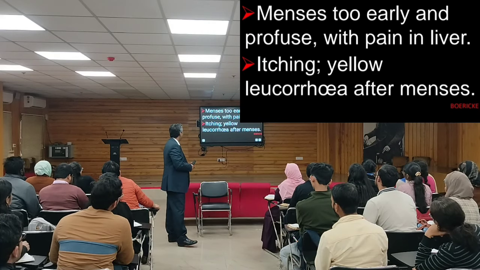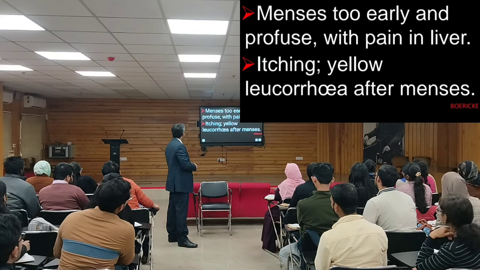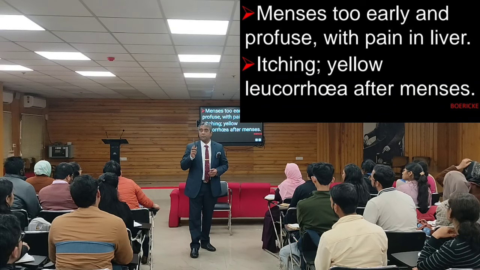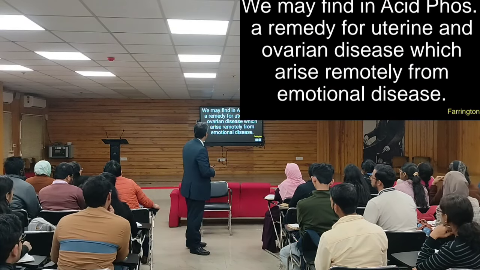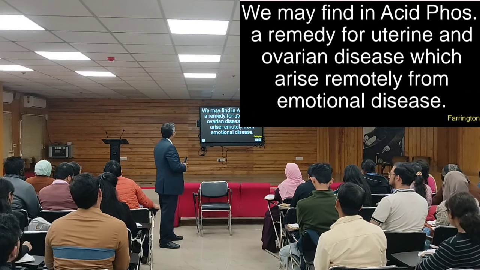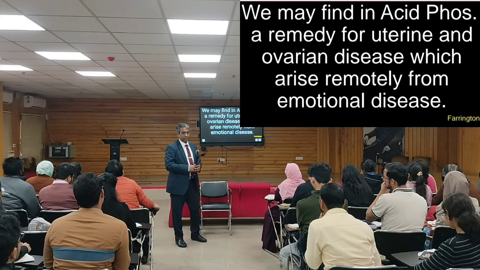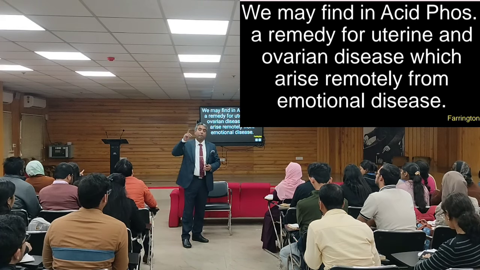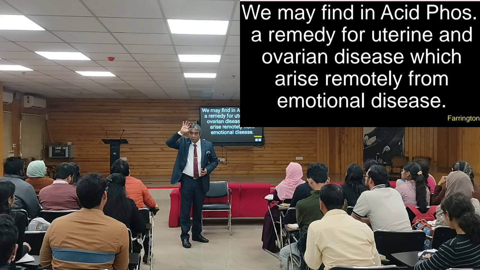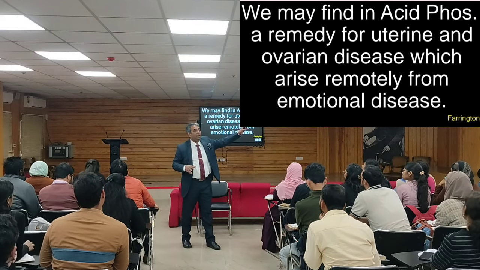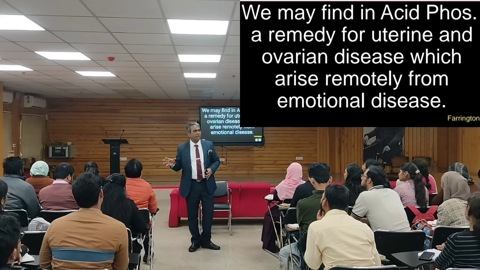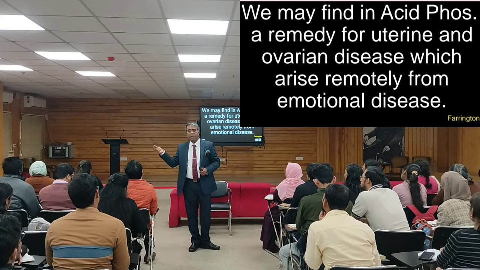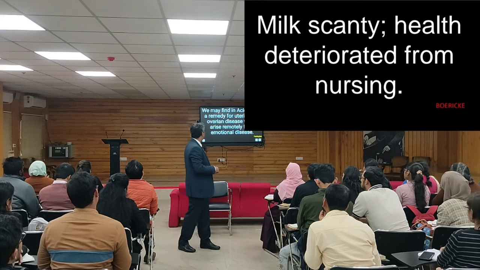Menses too early, profuse, with pain in liver, itching, yellow leucorrhea. It's a wonderful medicine for splenomegaly. Acid phos is a wonderful medicine for splenomegaly. We may find in acid phos a remedy for uterine or ovarian disease, but from remotely emotional disease. When there is an emotional cause and that is giving rise to some ovarian disease, irrespective of the name, irrespective of the pathology or uterine complication, then a medicine like acid phos comes into play.